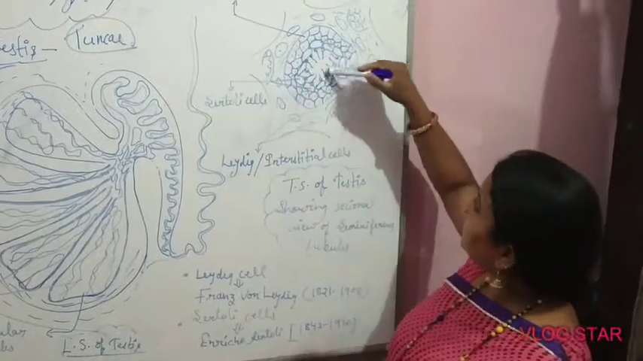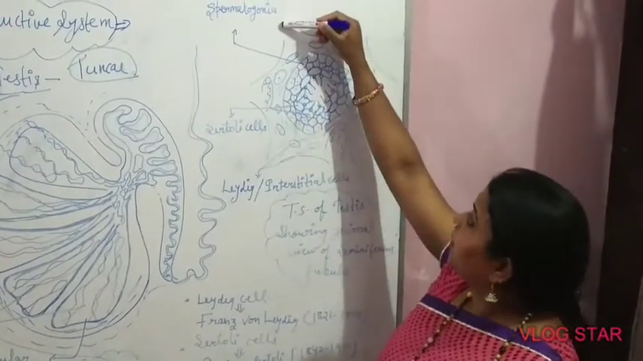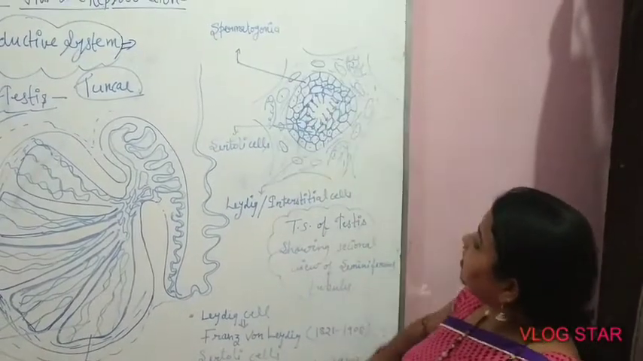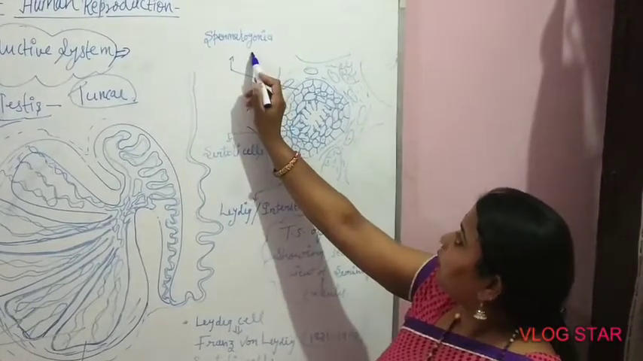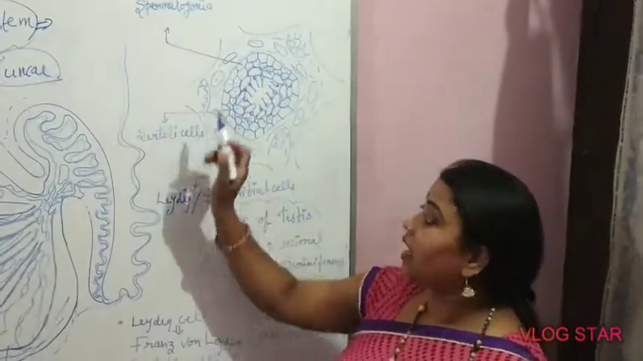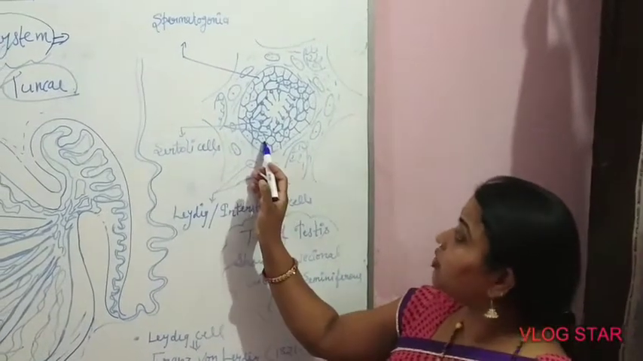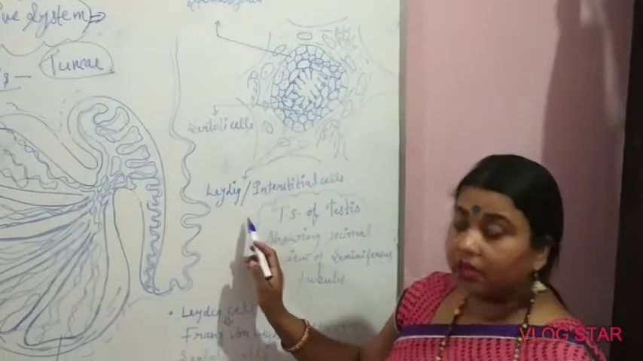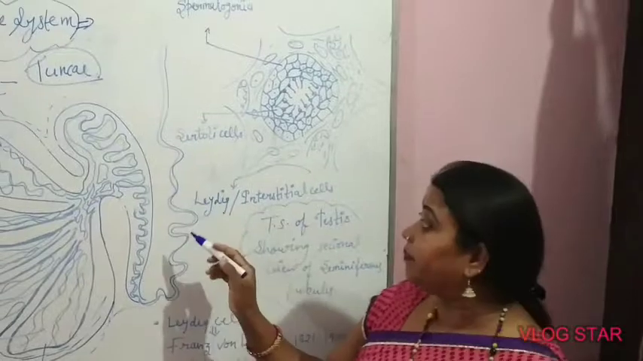And inside the seminiferous tubule, there are two types of cells. Spermatogonia, which are the primary germ cells, and second, the Sertoli cells. Spermatogonia and Sertoli cells are found inside the seminiferous tubule, and outside the seminiferous tubule, Leydig cells are found. Leydig cells and Sertoli cells, these two cells are very important.